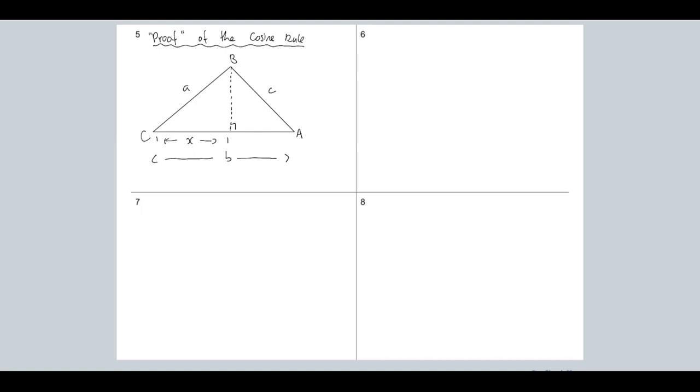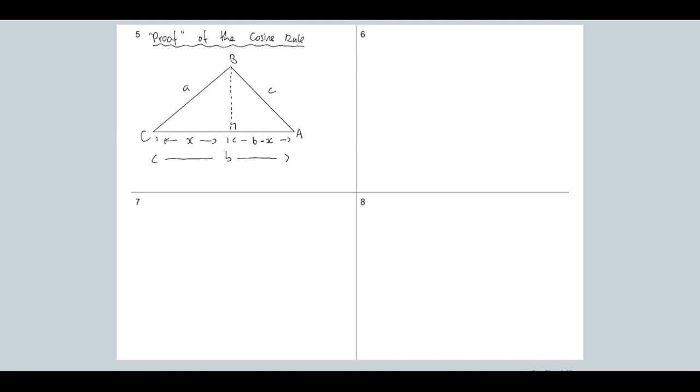And if the shorter length there is, well, the left-hand length, I shouldn't say shorter. If the left-hand length is x, then the right-hand length is b minus x. Might write that a bit bigger. Okay, good so far? So if the left-hand side is x length, then the right-hand side is b minus x.